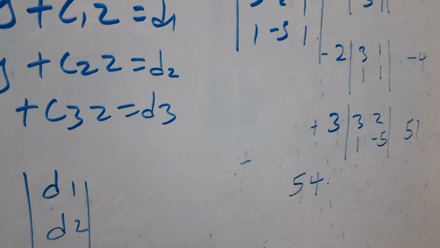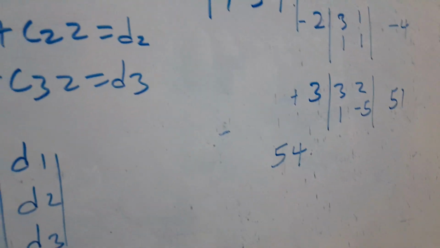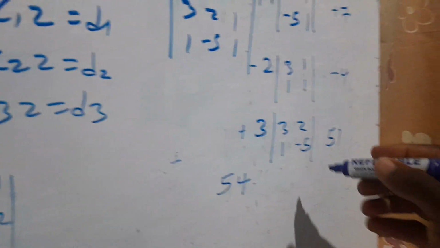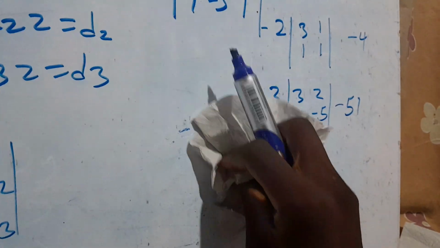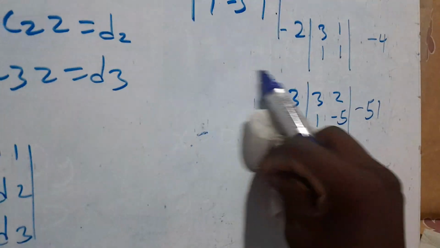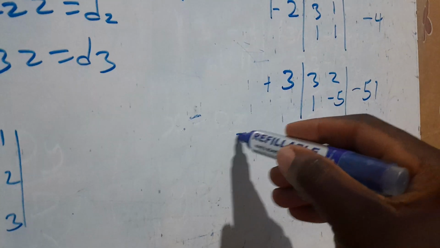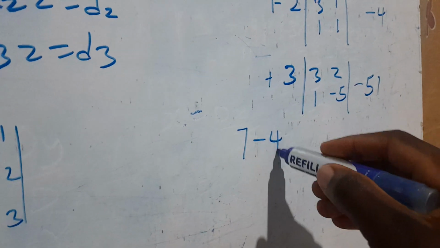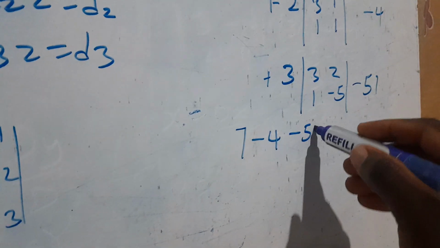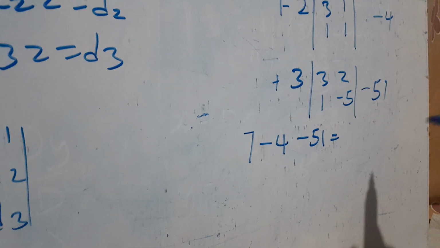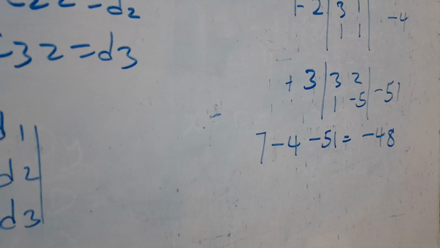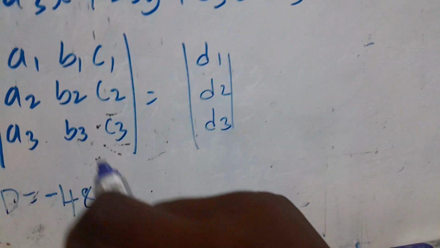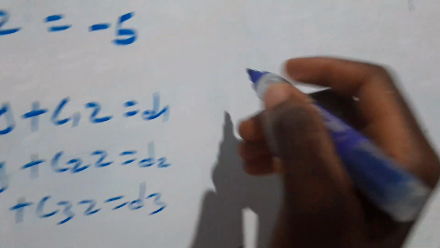Okay, here it is supposed to be negative 51, and then if you work out 7 minus 4 minus 51, you find your answer as negative 48. Our D is negative 48. Now let's go ahead and find dx.